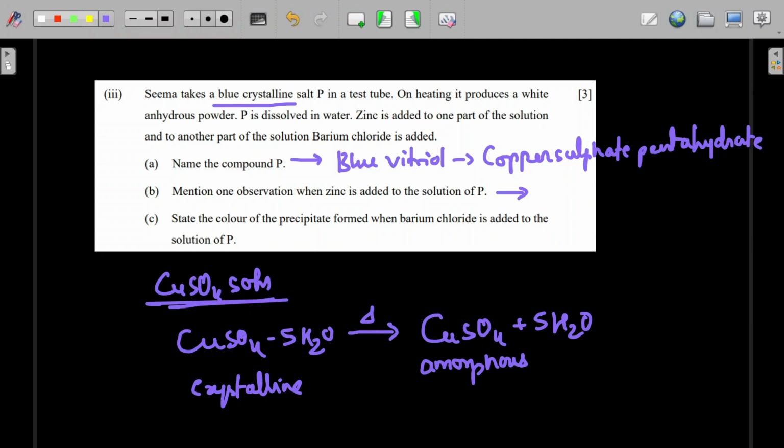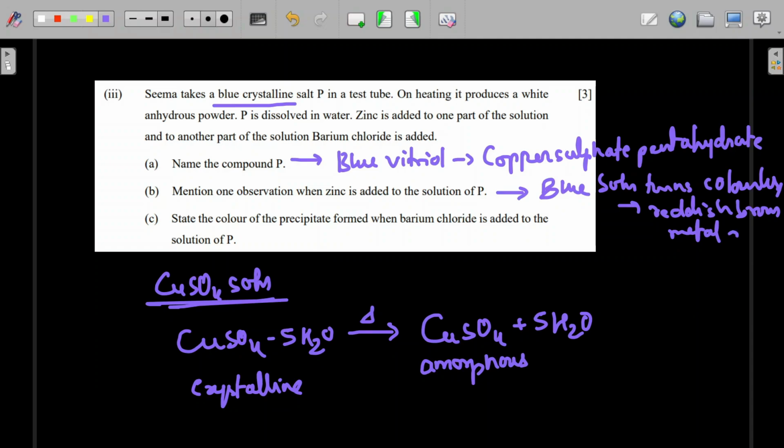What will happen to the color of the solution? It will no longer remain blue and turn colorless. So you can write both observations: blue solution turns colorless, or changes from blue to colorless. And another point: pink metal or a reddish brown metal formed or deposited on zinc.